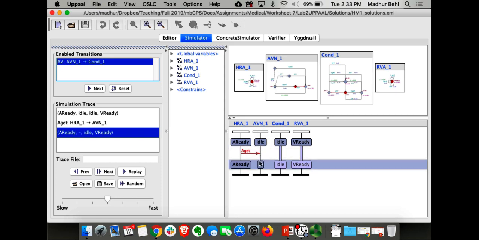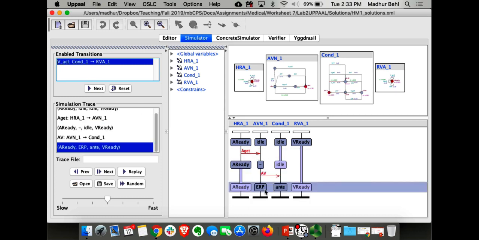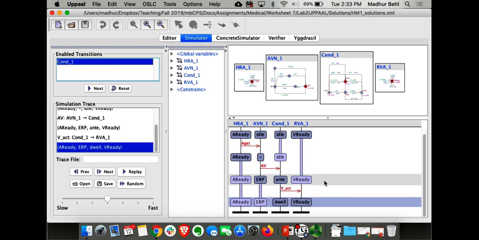And what should happen to the AV node? It should enter its ERP, which happens here. In doing so, it has propagated that signal forward to the conduction path using a synchronization called AV. So the conduction has now gone from idle to antigrade, just like what you expect. You remain in antigrade conduction, and when you come out of it, you go to dwell.